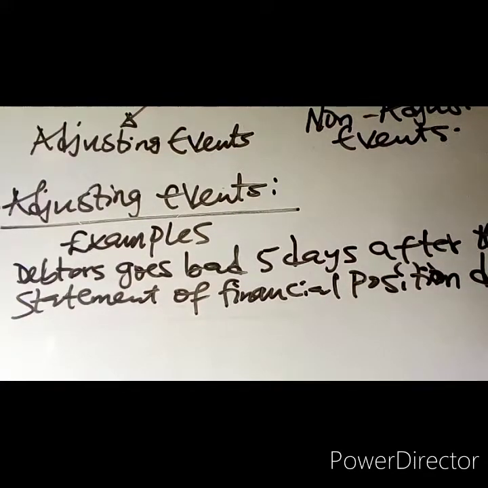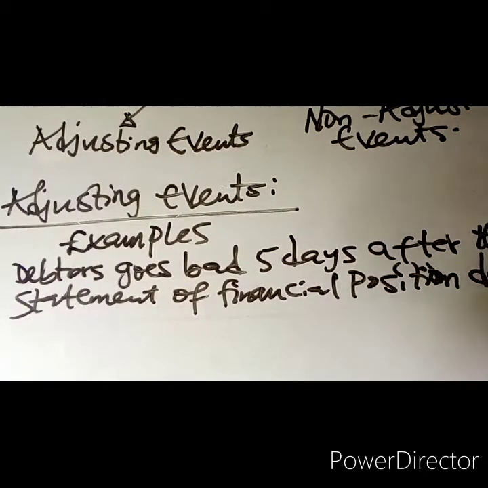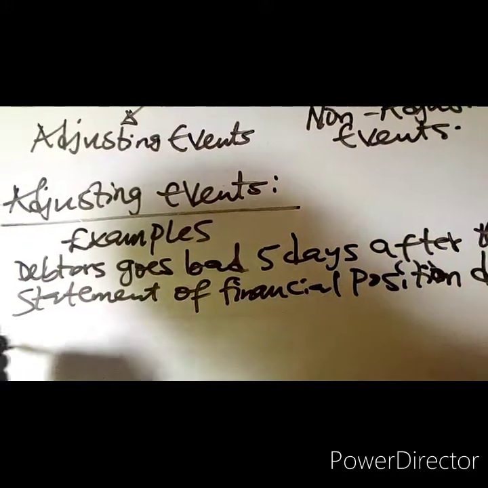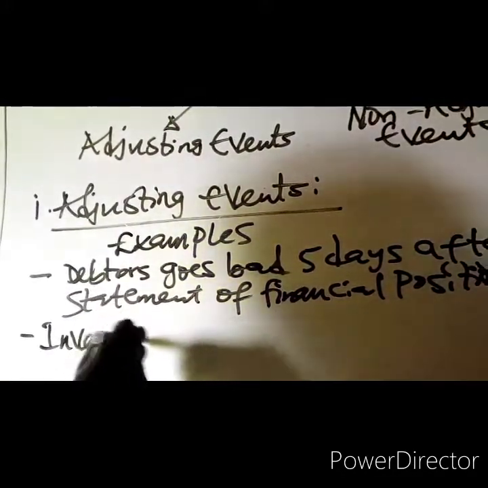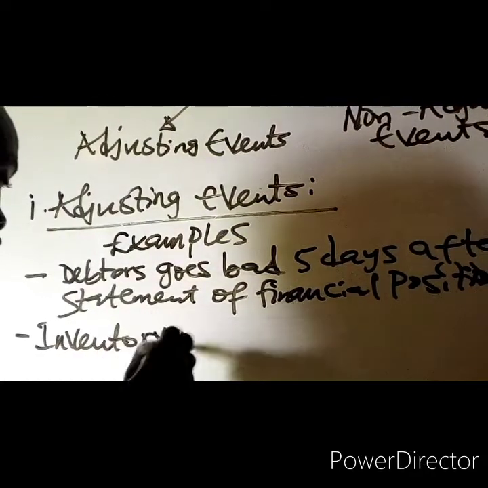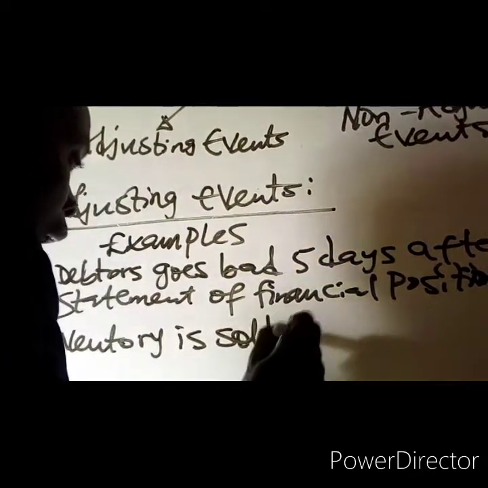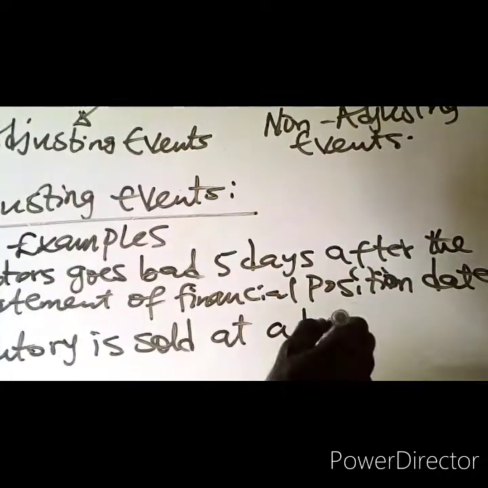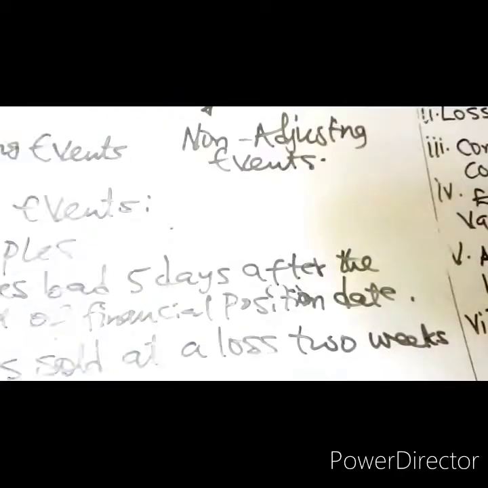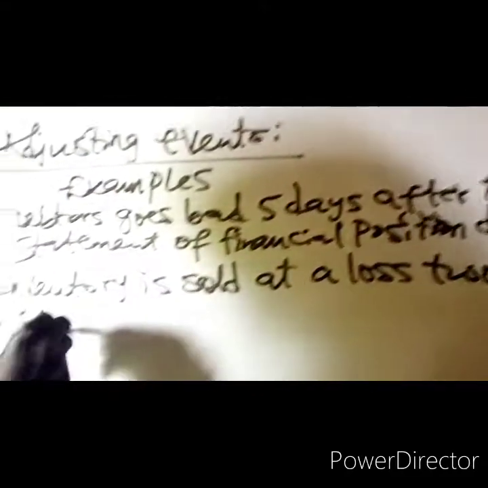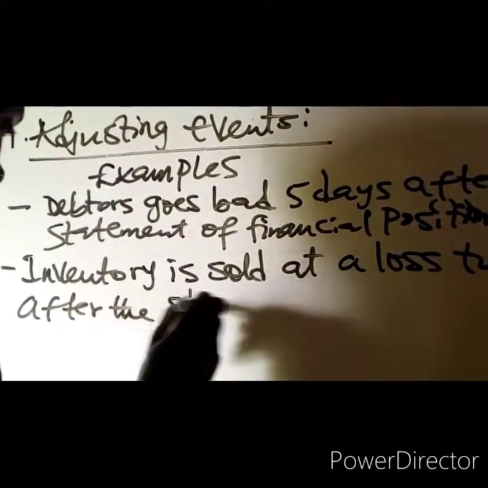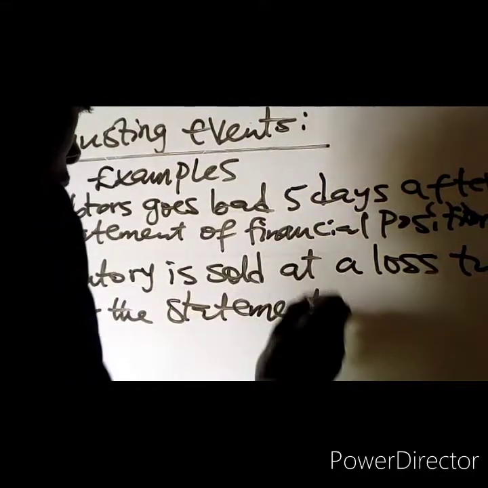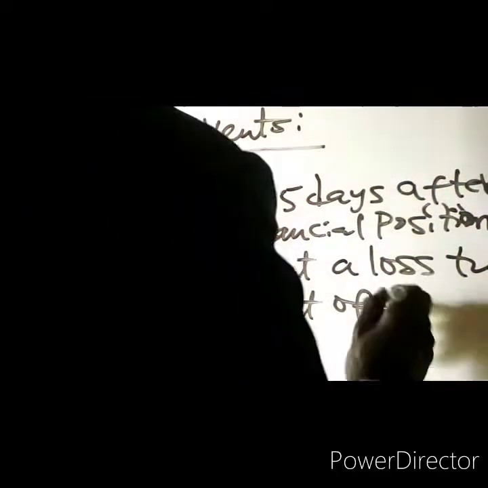Number two, inventory is sold at a loss 2 weeks after the statement of financial position date.